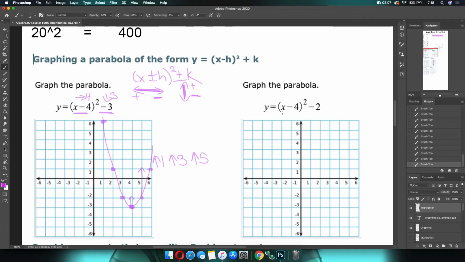So this one, I'm going to go right 4 and then down 2. So right 4, down 2, up 1, over 1, up 1, over 1, up 3, over 1, up 1, 2, 3, over 1, and then there's my parabola. Do I have enough for 5? 1, 2, 3, 4. No, I don't. Okay, next one.